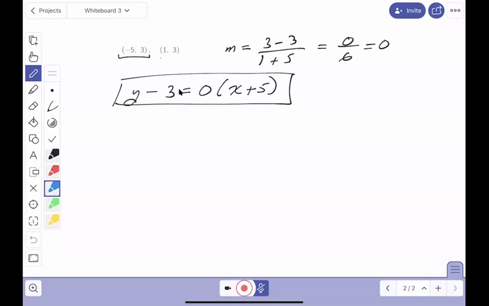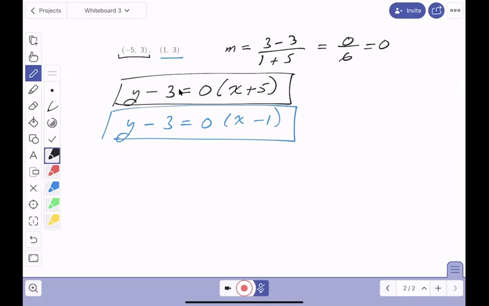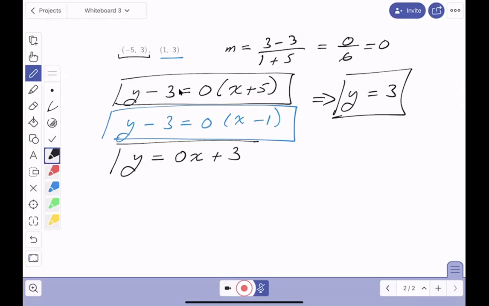Let's say you use this point instead. What do you get? Y minus 3 equals 0, x minus 1. These two equations lead to the same thing. And what do they lead to? Y equals 3. All right. Now, if you want to write down the y equals mx plus b formula, what would you write down? Y equals 0x plus 3. Nothing wrong with that.